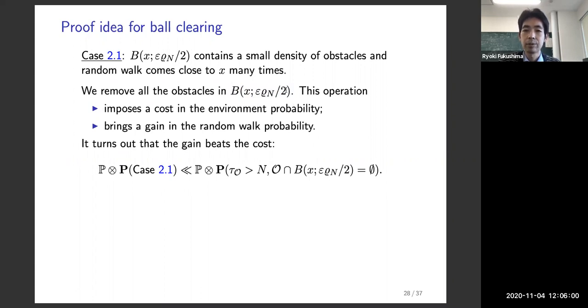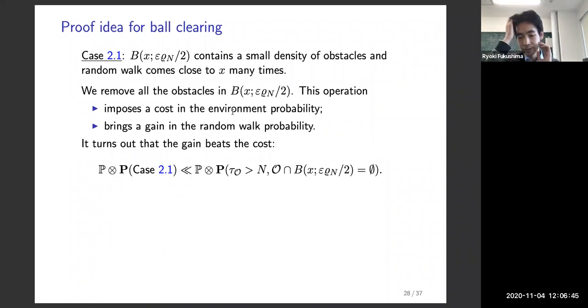But after doing this operation, like removing all the obstacles, then we can throw much more random walk paths into our event. Because if there are no obstacles, then it's much easier for the random walk to survive. So we can throw in many paths which were previously prohibited by the existence of obstacles. So this brings a gain in the random walk probability. And technically, this part is quite hard, but it turns out that the gain beats the cost. The gain in the random walk probability turns out to be much larger than the environment probability loss.